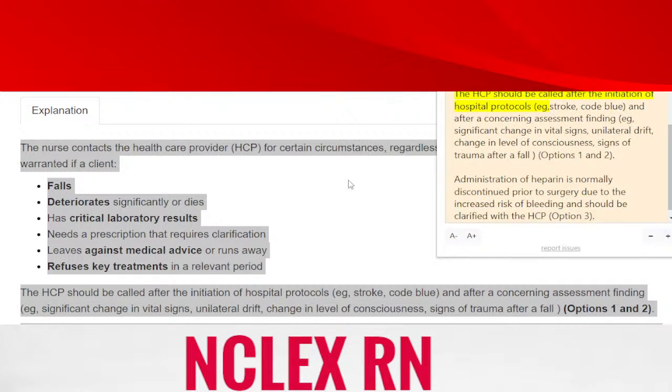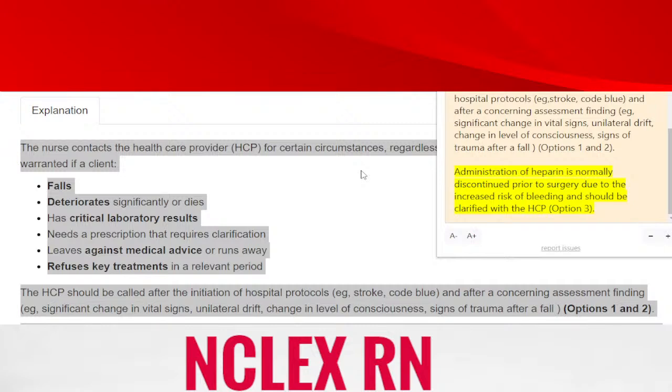The HCP should be called after the initiation of hospital protocols, e.g., stroke, code blue, and after a concerning assessment finding, e.g., significant change in vital signs, unilateral drift, change in level of consciousness, signs of trauma after a fall, options 1 and 2. Administration of heparin is normally discontinued prior to surgery due to the increased risk of bleeding and should be clarified with the HCP, option 3.